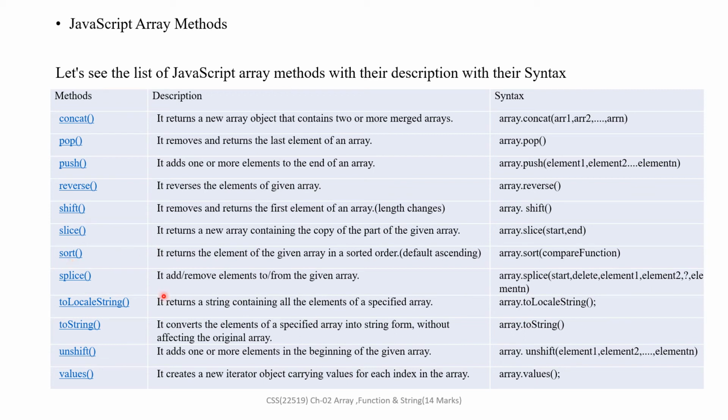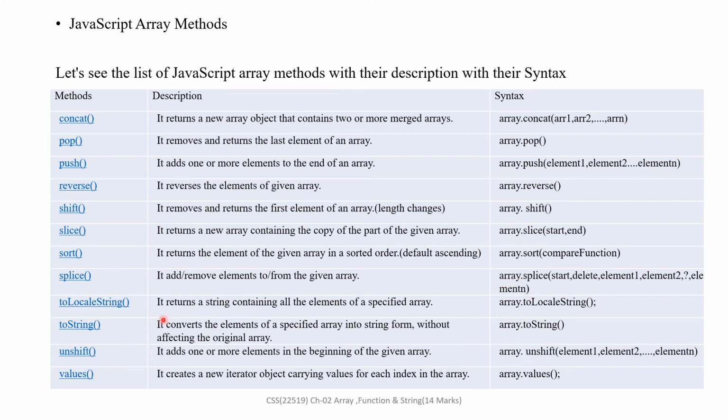Now the next method is the splice method. The splice method adds or removes elements from an array. array.splice(start, delete, element1, element2 up to elementN). This is the syntax for the splice method.